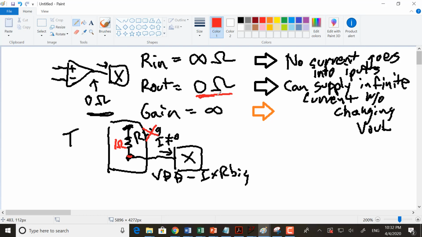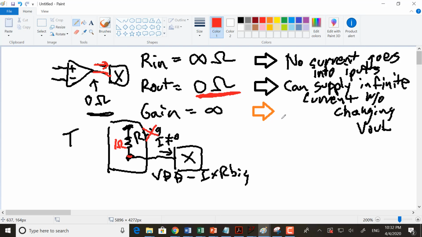So when you say it has a big Rout or a small Rout, all you're saying is that if I pull current off the output of my amplifier and it changes the voltage, that means it has a big Rout. If I pull current out of the output of my amplifier and the voltage doesn't change, that means you have a low Rout, and that's a good op-amp. So that's that. Gain equals infinity.